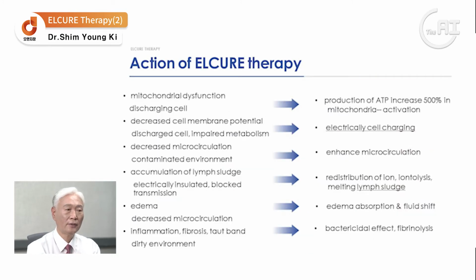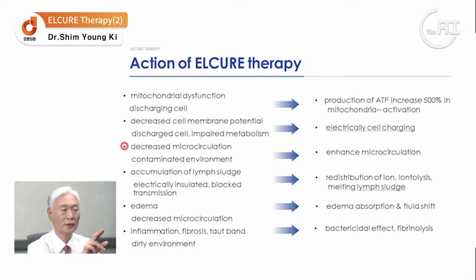So, action of ELCURE therapy: mitochondrial dysfunction means a discharged cell. ELCURE helps increase the production of ATP by 500%, and decreases the cell membrane potential. Number 2, a discharged cell has impaired metabolism, and ELCURE can electrically charge the cell.